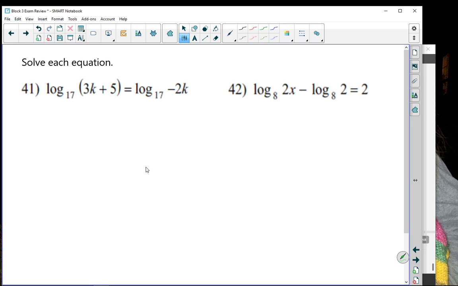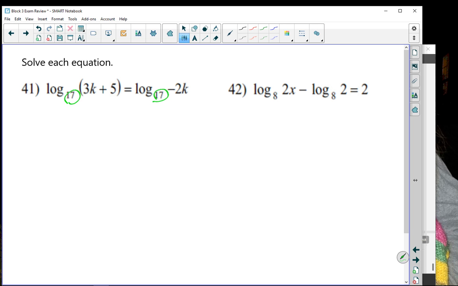First thing you want to check is what? What have I always told you when you're dealing with logs? What do you got to check? The base. Okay? Now, if you notice, you got a log on the left side. Are you adding or subtracting it to any other logs? Okay? What about on the other side? You got any other logs over there?